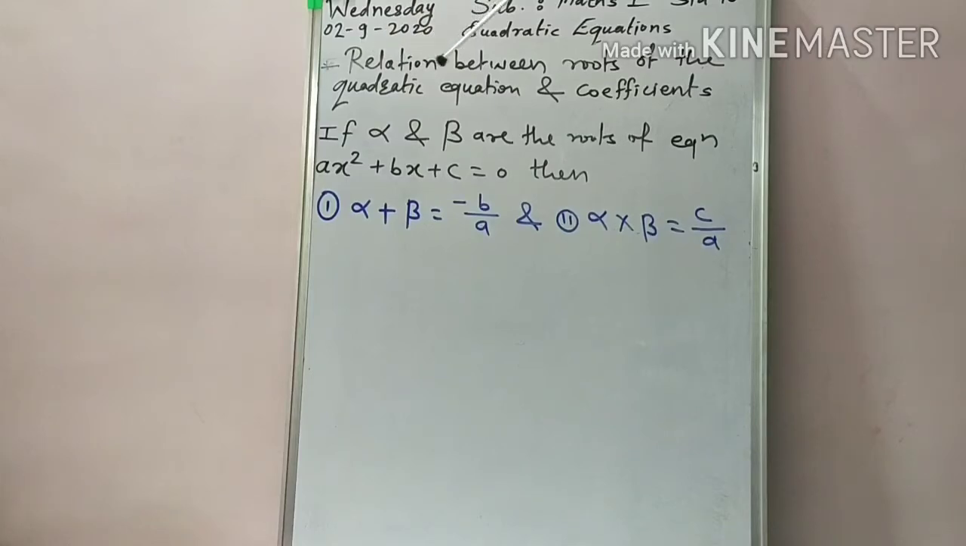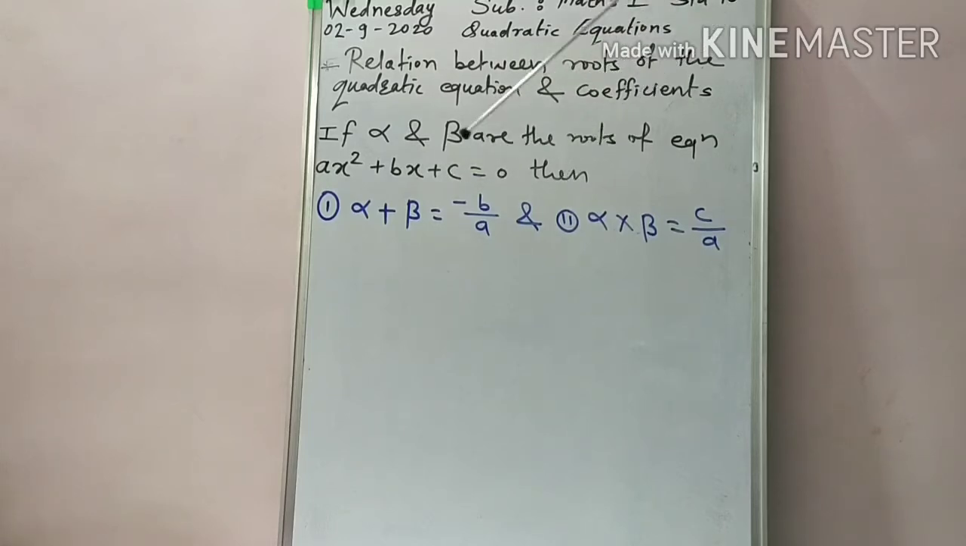Okay, now the next topic is the relation between roots of the quadratic equation and its coefficients. As we know, for any quadratic equation we get two roots, two values for that variable. We consider one root as alpha, here is the symbol, and the second root as beta. So alpha and beta are the roots of the equation ax square plus bx plus c equal to 0.